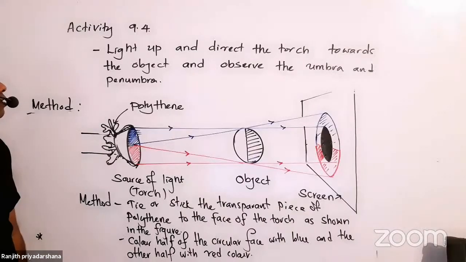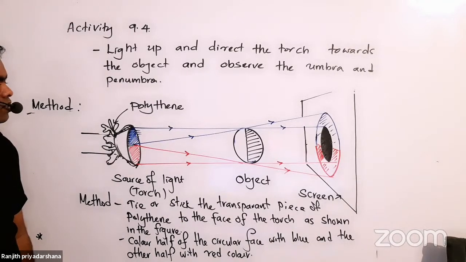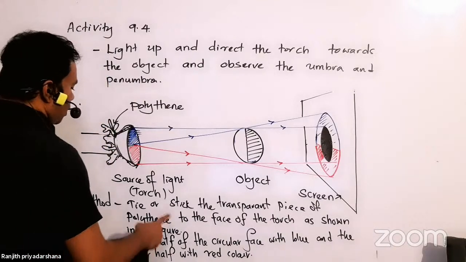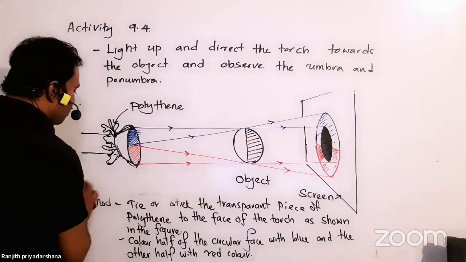Good. So this is the way of doing that. Next, your observation. So you can observe half of the penumbra in blue color and the half of the umbra in red color. Okay. So your observation, you write next. I'll erase this. Okay. Observation.